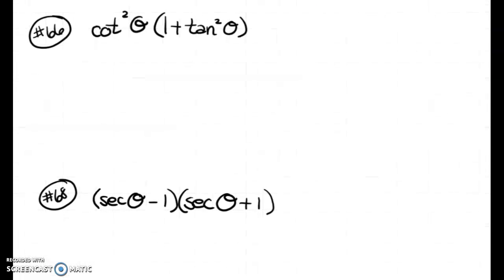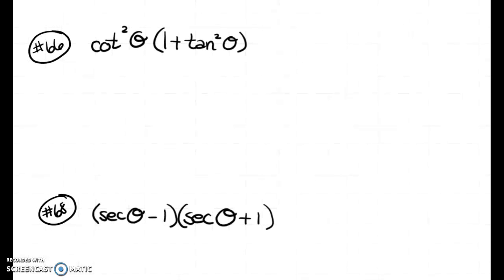So number 66, we can use all of our algebraic methods to simplify expressions. So one of the things that we can do in algebra is distribute. Well, we can distribute here as well. So before I rewrite everything in terms of sine and cosine, I'm going to go ahead and distribute.